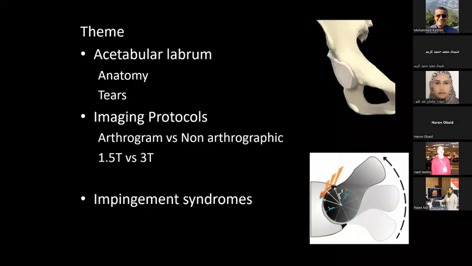The theme of this talk is really to talk about the labrum, the anatomy, and how labral tears look. Then we will look at the imaging protocols, how we image the labral pathology, and then we will move on to the topic of this talk, which is all the different types of hip impingement syndromes.